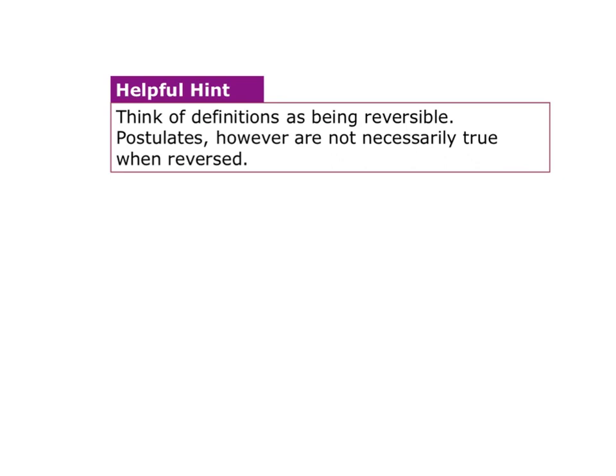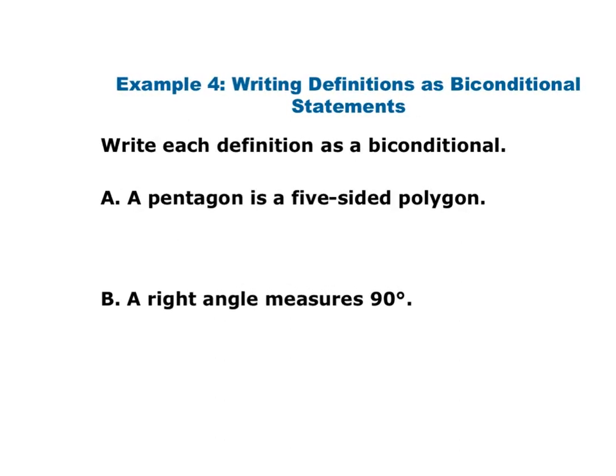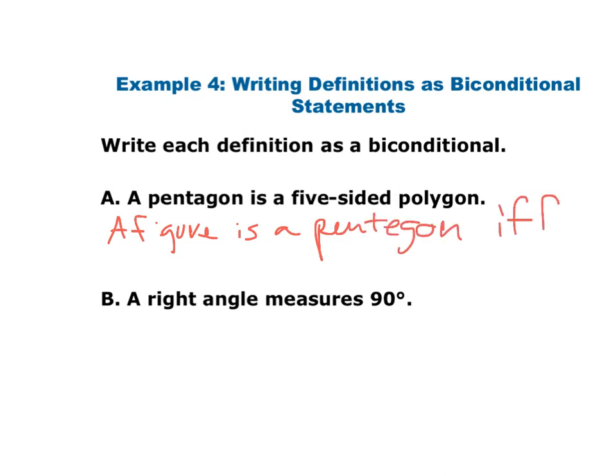Think of definitions as being reversible. Postulates, however, are not necessarily true when reversed. Write each definition as a biconditional. A pentagon is a 5-sided polygon. So we would write this as a biconditional by saying a figure is a pentagon if and only if it is a 5-sided polygon.